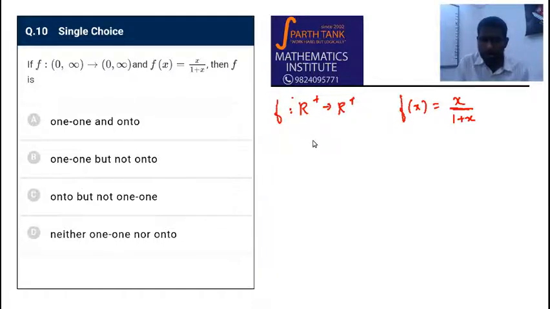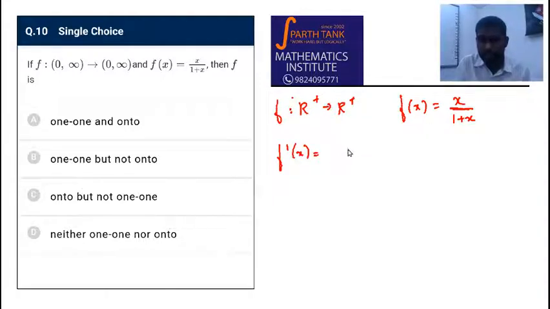See, how to prove it is 1 to 1? The easiest way, as I told you in the previous video, is that it should be an increasing function or a decreasing function throughout that domain. Okay, so let us find f dash of x.